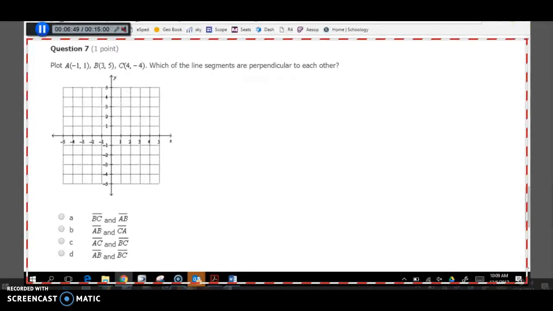Question 7. Plot A, B, and C. Which of the line segments are perpendicular to each other? So A is at negative 1, 1. B is at 3, 5. And C is at 4, negative 4. Okay. If we connect the points, make line segments.